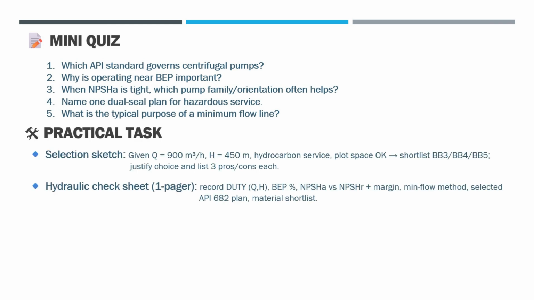Practical task, hands-on. Try this exercise. Selection sketch: for Q equals 900 cubic meters per hour, H equals 450 meters, hydrocarbon service, plot space available, shortlist BB3, BB4, and BB5. List 3 pros and cons for each and justify your choice. Hydraulic check sheet: on a single page, record duty, Q-H, BEP percent, NPSHA versus NPSHR with margin. Minimum flow method, selected API 682 seal plan, material shortlist.